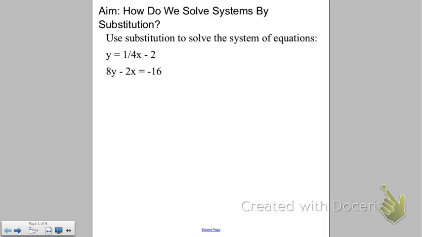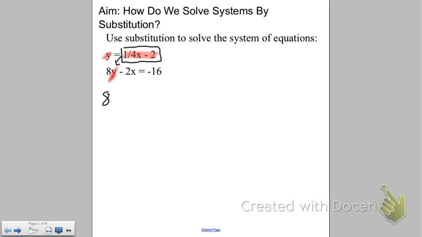So, for the solution to a system of equations, we need an answer for x and we need an answer for y. Substitution is the method I'm going to use. So I'm going to substitute one of the variables into one of my equations. If I notice, I have y and 1/4 x minus 2. They are the same thing. In my second equation, I also have a y here. So I can substitute this whole expression in for y.